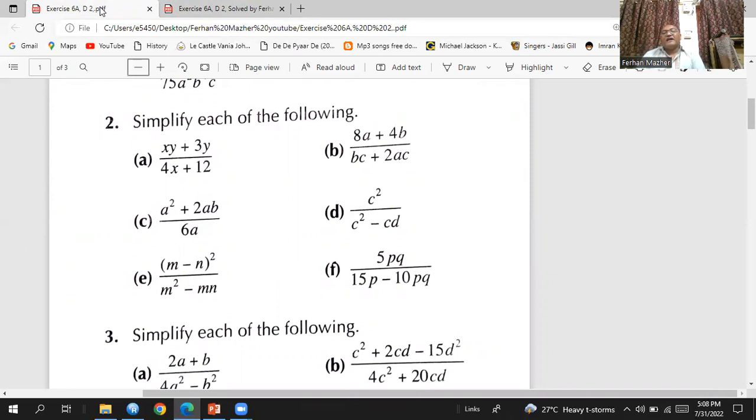In the denominator, I can take the 5 and p common. 5p can be taken common from those two terms. And then I can take that 5p common from the denominator. So let me show you how I have done this.